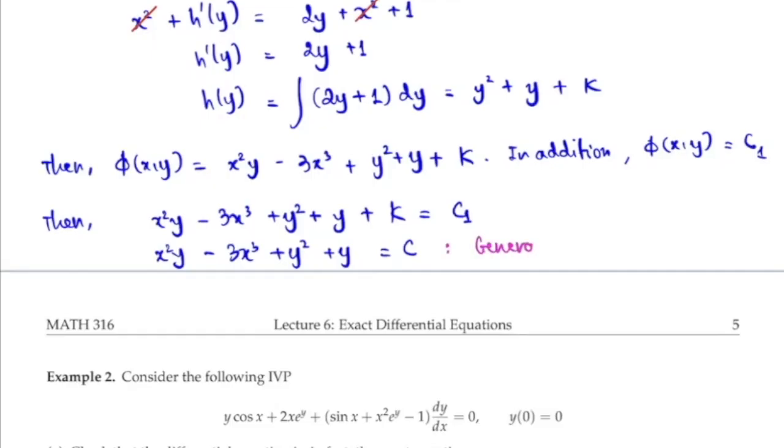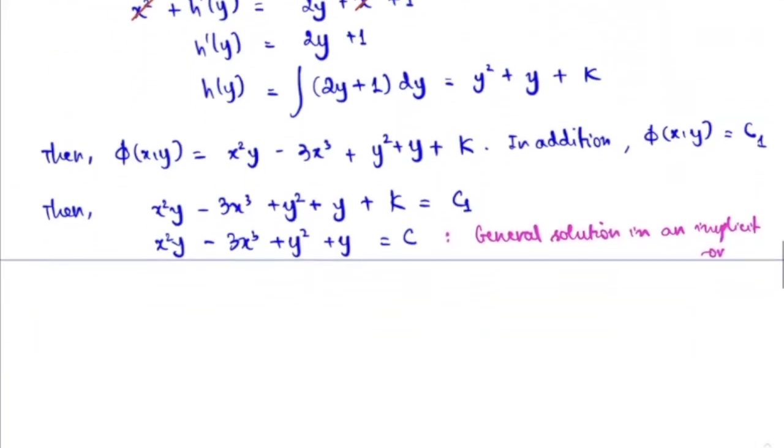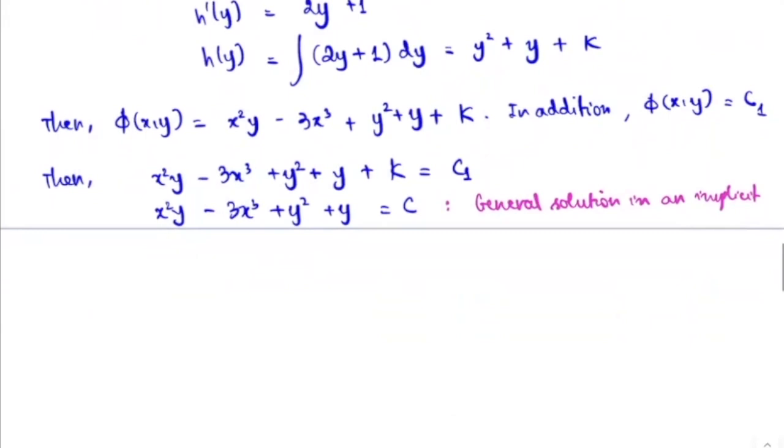General solution in an implicit form. The next step is to utilize the initial conditions to find the value of capital C. And when you get capital C, then you have a particular solution. So let me fix this one real quick. So, implicit form.